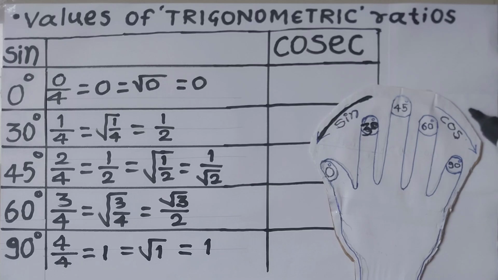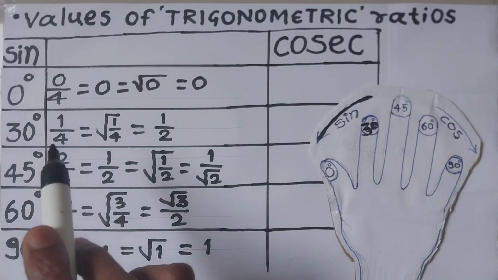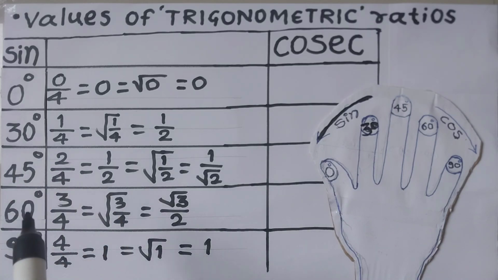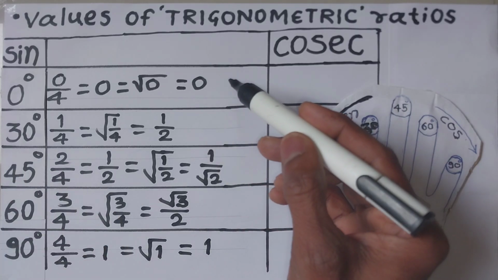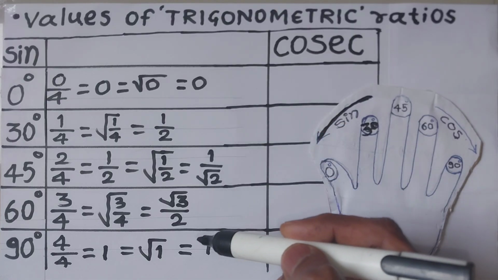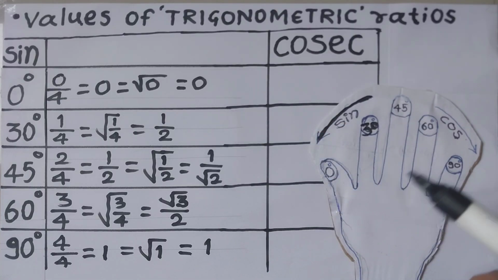For cos we go anti-clockwise. I will tell you afterwards. First I will complete sine 0 degree, 30 degree, 45 degree, 60 degree, 90 degree, and I have written here the values according to the left over fingers.